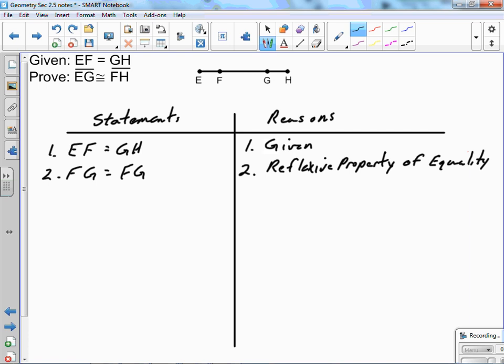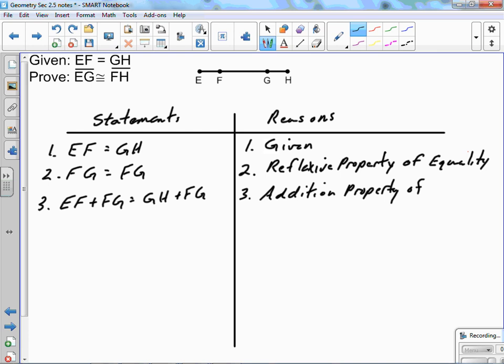Just like I said, in order to get EG and FH, we've got to take EF and GH and add FG to them. So I'm going to take this equation here and add FG to both sides. EF plus FG is going to equal GH plus FG. We're adding the same thing to both sides, so that is the addition property of equality.